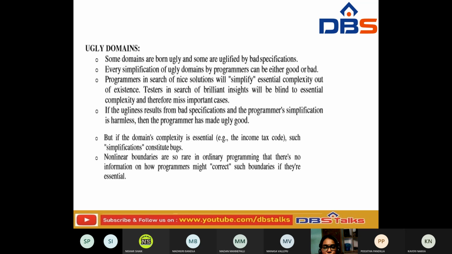Nonlinear boundaries are so rare in ordinary programming that there is no information on how programmers might correct such boundaries if they are essential. You have to see whether it is an essential or non-essential thing.